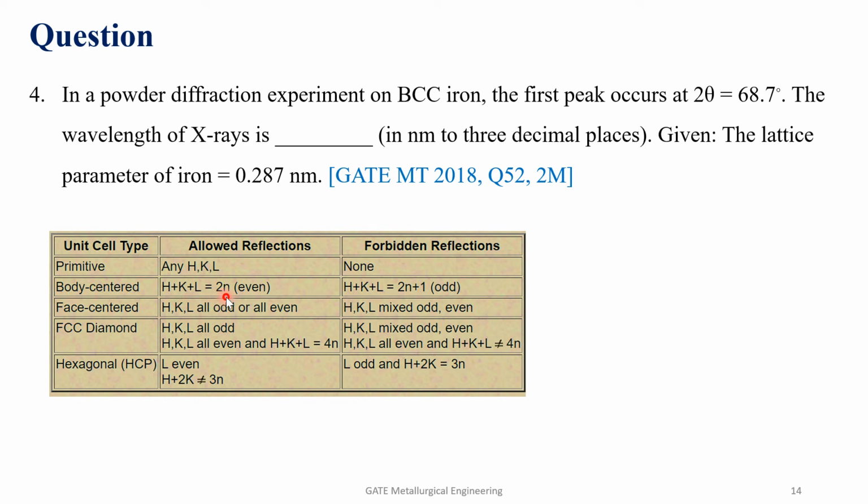So think of the first combination that gives H plus K plus L equal to 2 times n, where n is a natural number. So what will be the first combination? We can substitute h as 1, k as 1 and l as 0. If we have a combination of Miller indices as 1, 1, 0, it will satisfy our even criteria, right? 1, 1, 0, or 0, 1, 0, 1, or 0, 1, 1. So the first combination that comes to us is 1, 1, 0. Therefore, the first peak of BCC occurs on the plane 110.